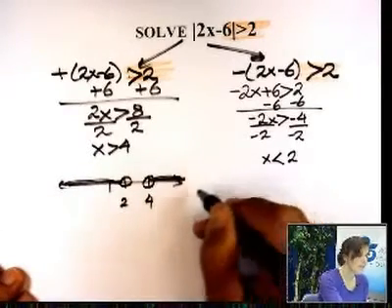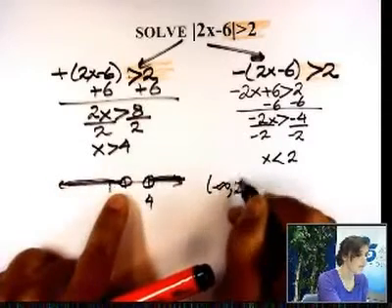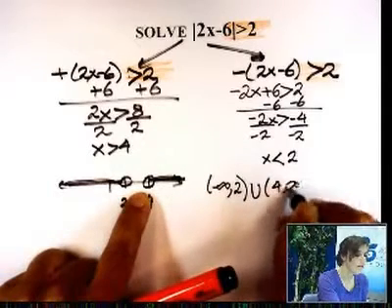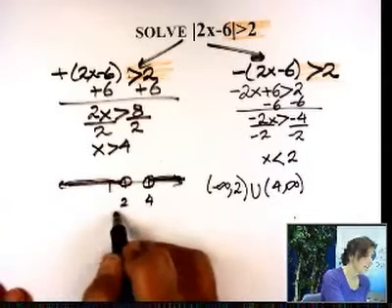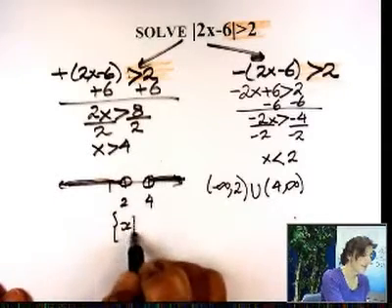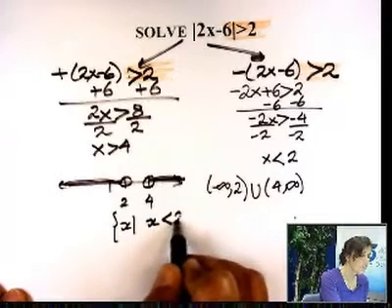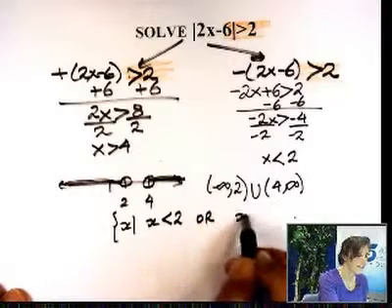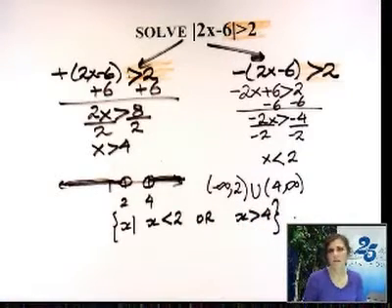Interval notation. I have to start from -infinity to 2, union, 4 to infinity. Set builder notation. Braces x such that x is less than 2. How do I put this in there? Or x is greater than 4. All three notations.